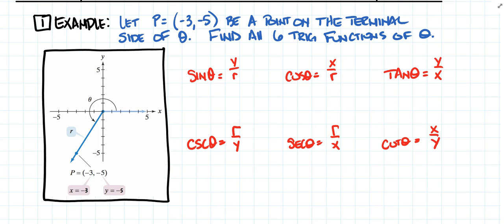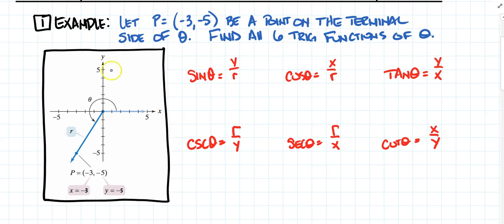So let's just take, for example, let P be the point -3, -5, be a point on the terminal side of theta. Find all 6 trig functions of theta. So I took this picture straight from the book to show you what is being illustrated. In the other examples, I'm going to ask you to draw the picture yourself. So let's consider where the point -3, -5 is.